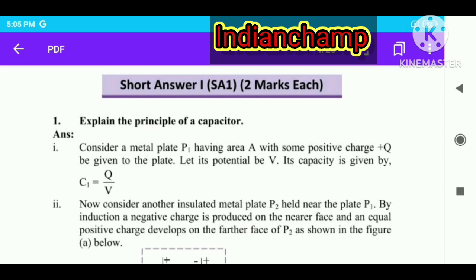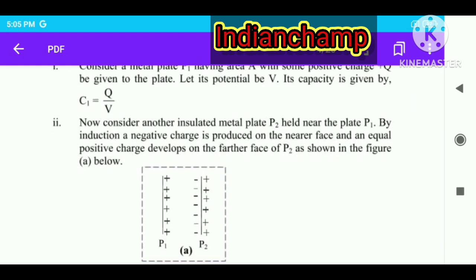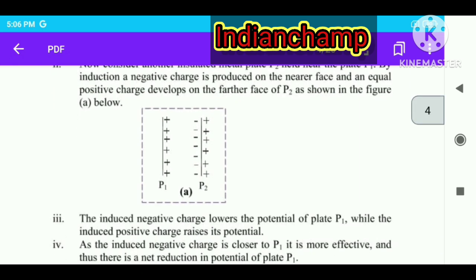Second, now consider another insulated metal plate P2 held near the plate P1. By induction, a negative charge is produced on the near face and an equal positive charge develops on the further face of P2, as shown in the figure A below. This is the diagram of P1 and P2.